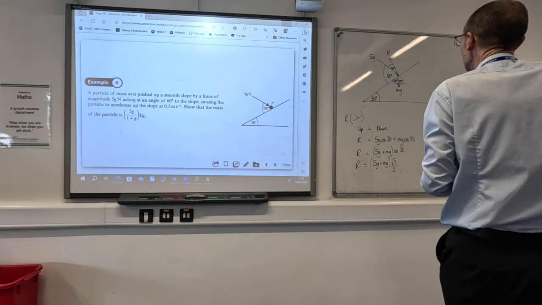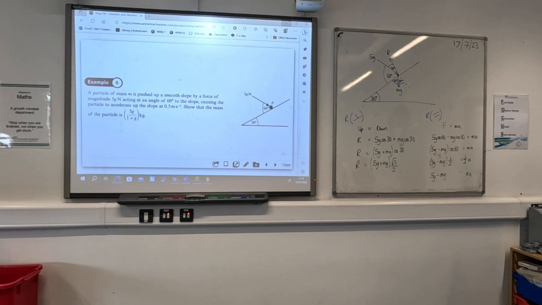How do you know what to use when, like why do you know when it's up equals down, when it's left equals MA?